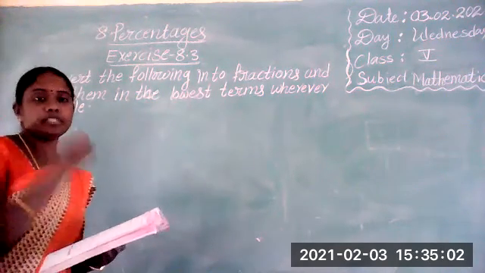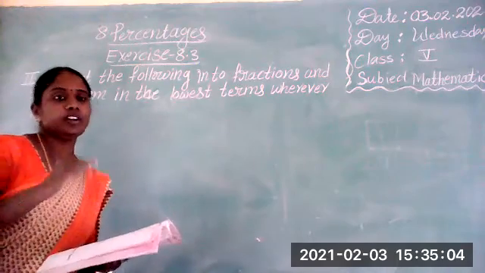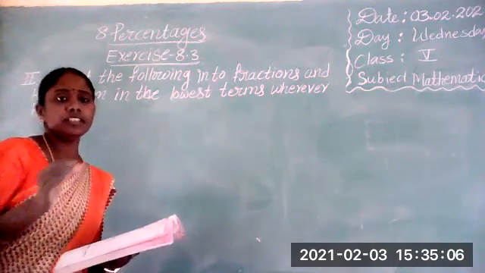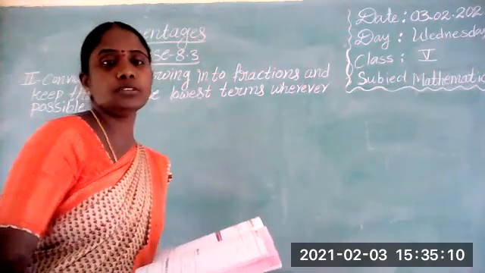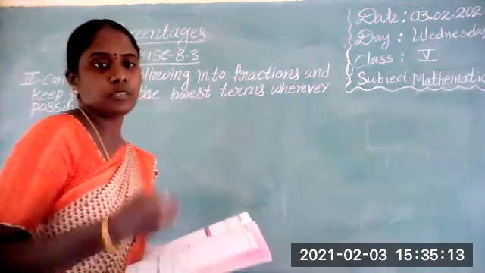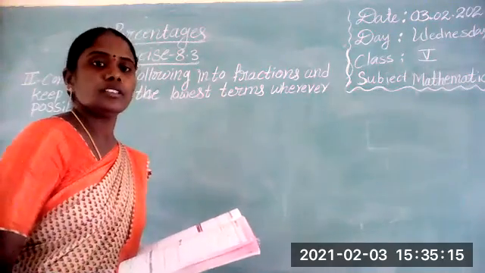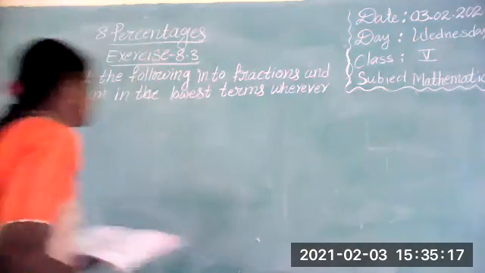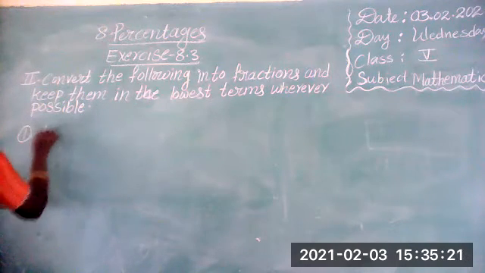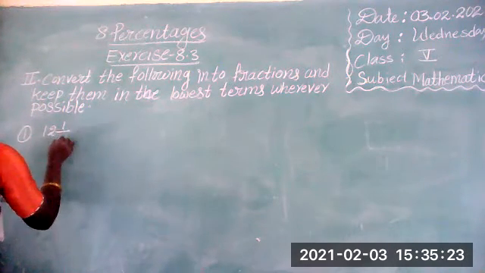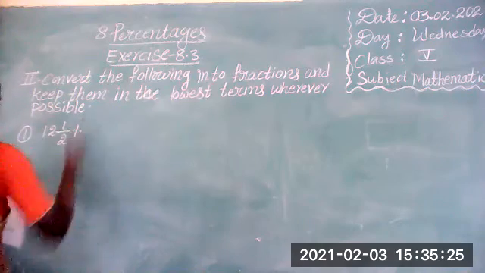Here, percentage form is given. These percentage forms have to be changed to fraction form, and if simplification is possible, that is lowest terms, change into lowest terms wherever possible. This first one: 12 whole 1 by 2 percentage.